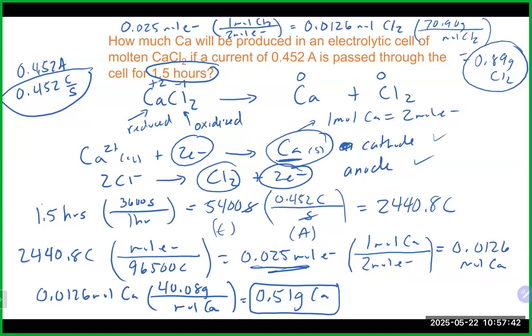Like I said, kind of a similar calculation for these. You can work your way backwards. Like I said, sometimes they may say, hey, you produce 0.5 grams of calcium in this cell. You know, how long did you run it for if it was at this amperage, or how much amperage did you use if you ran it for a certain amount of time. All right, so why don't you try one here?